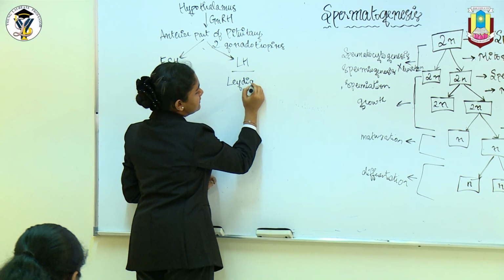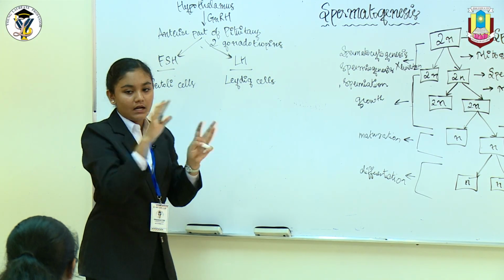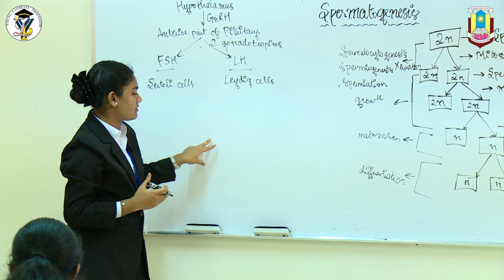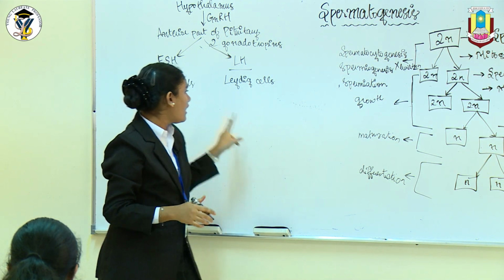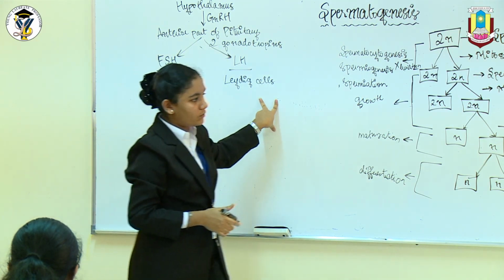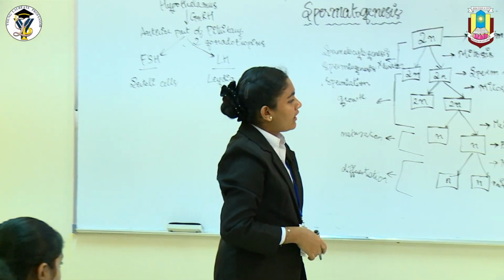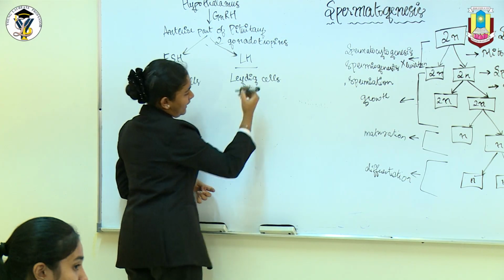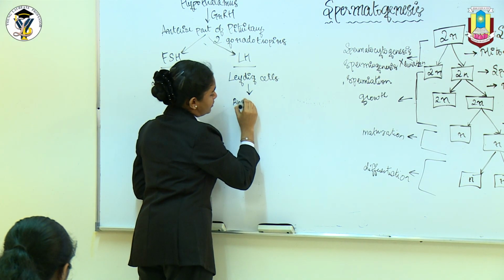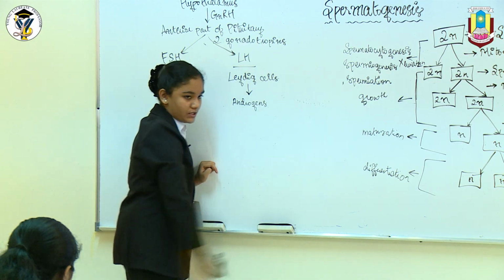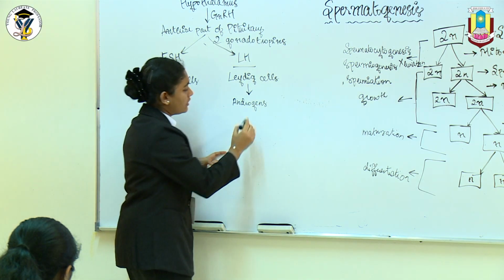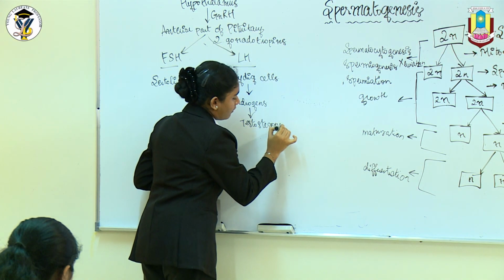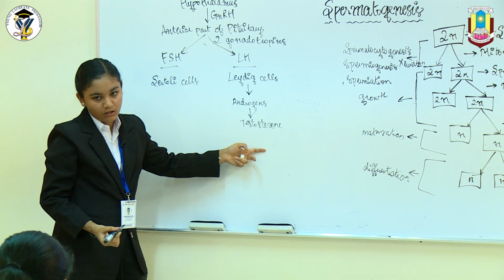Leydig cells are the interstitial cells which are present around the structure I drew before, that is the cross section of the seminiferous tubule. Outside that, these Leydig cells are present. These are known as the interstitial cells. When these Leydig cells get triggered, they produce some androgens, and these androgens are the raw material for testosterone. So they turn into testosterone, which causes the secondary sexual characteristics in the male.